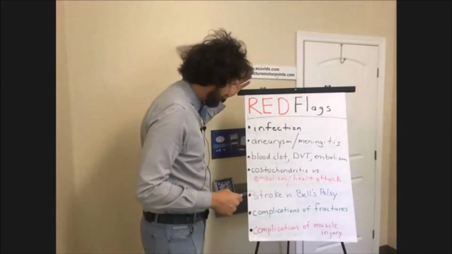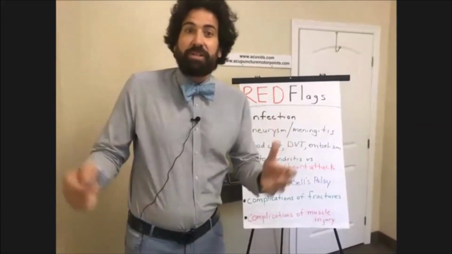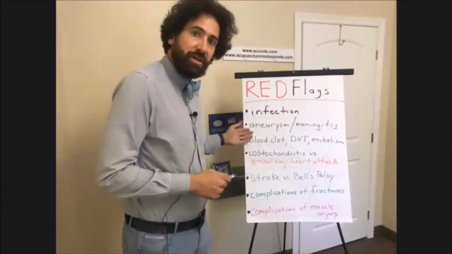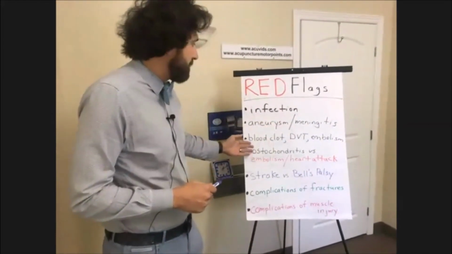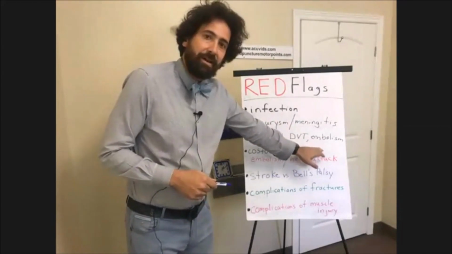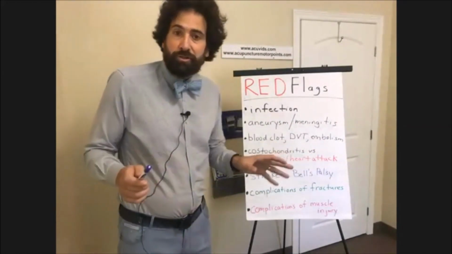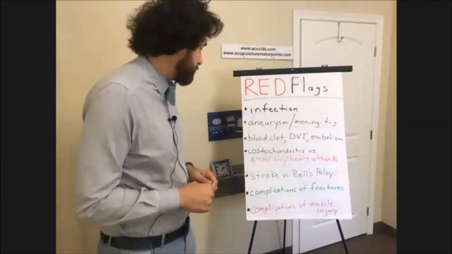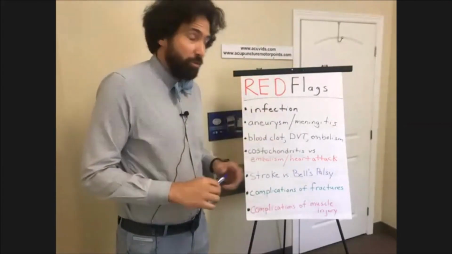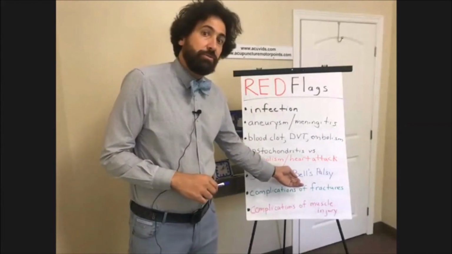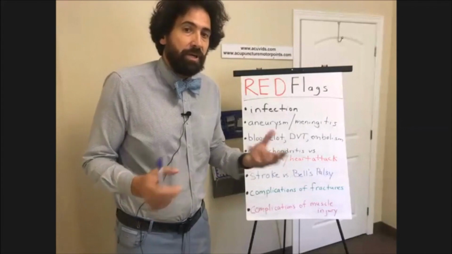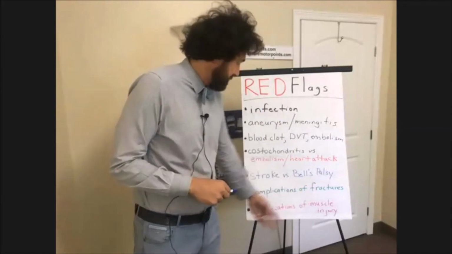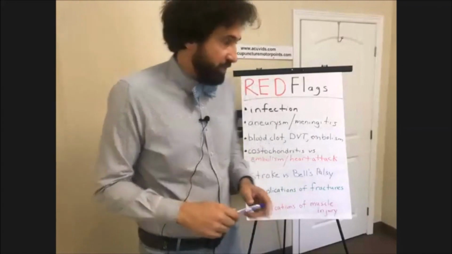The 7 different red flags, or concepts, we are going to cover are: infections; obvious symptoms of aneurysm and meningitis; blood clot, deep vein thrombosis, and embolism; the difference between costochondritis, or having a rib out, and a pulmonary embolism or heart attack, myocardial infarction; how to diagnose stroke from Bell's palsy, two similar conditions with similar clinical presentations but succinctly different assessment tools; and complications of fractures and complications of muscle injury. So it's all going to tie together.